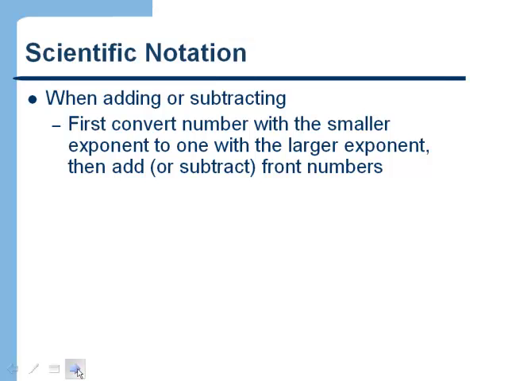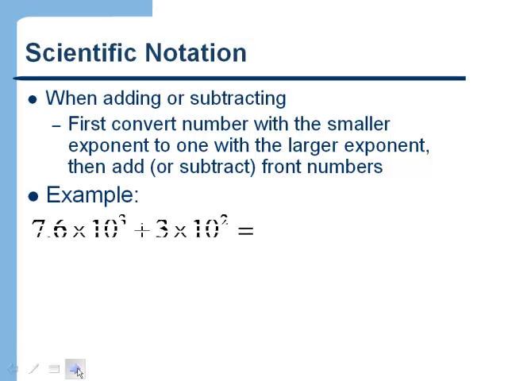Okay, the last rule that we want to look at is what do I do if I want to add or subtract a number that's in scientific notation? So the first thing I would do is convert the number with the smaller exponent to one with the larger exponent, and then I add the front numbers. Now, I want to show you why it is we have to do that.